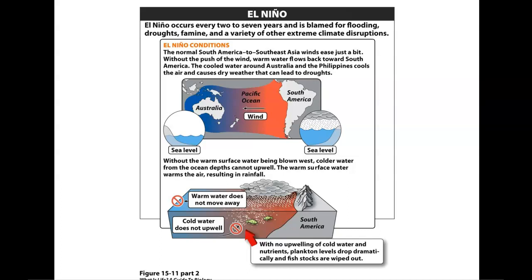You also have what's known as a La Nina. That's going to be where ocean surface temperatures are going to be lower than usual, and it's going to result in the climate effects that are going to be opposite of El Nino.